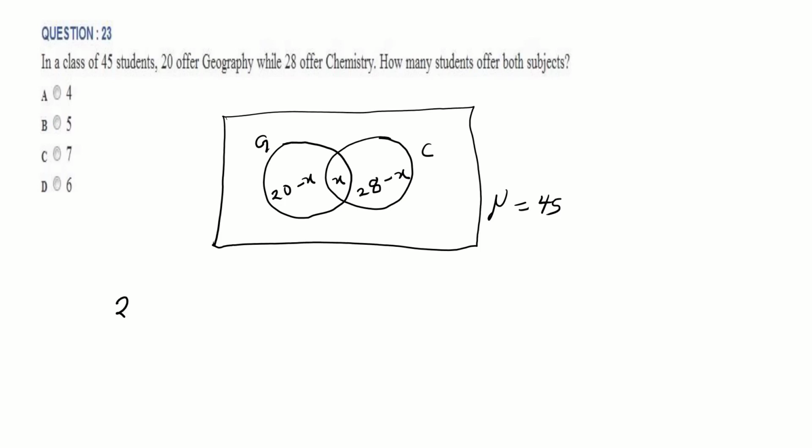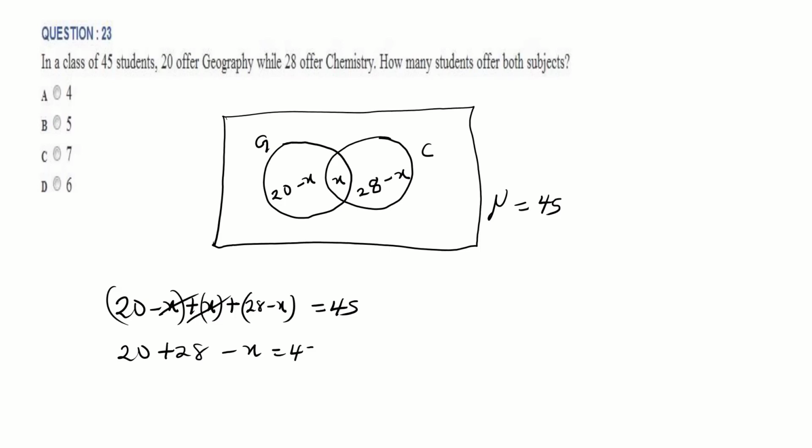So here we have 20 minus X plus X plus 28 minus X. This must be equal to 45. And then we have 20 plus 28 minus X, and plus X, we cancel out. We have minus X equals 45. And this is 48 minus X equals 45. And then we have 48 minus 45 equals X. And in this case, we have X equals 3.